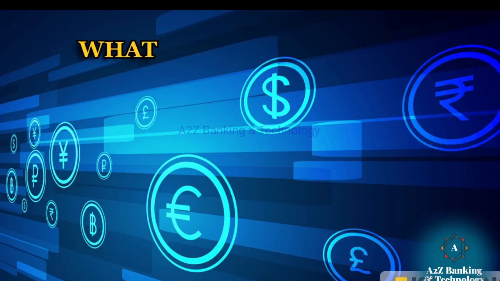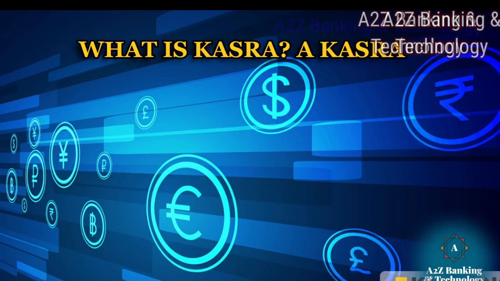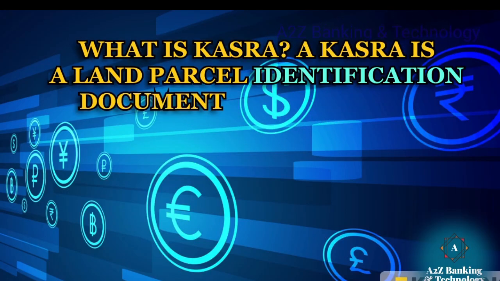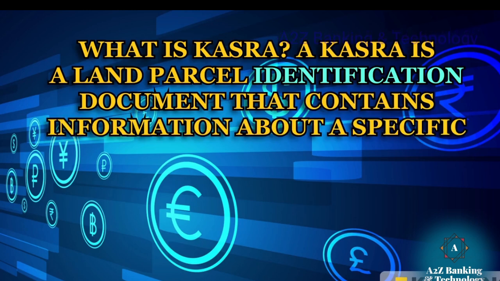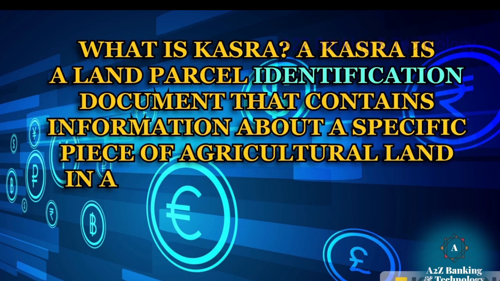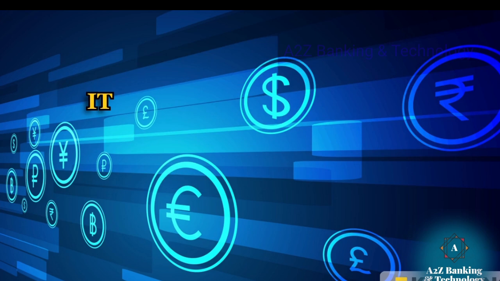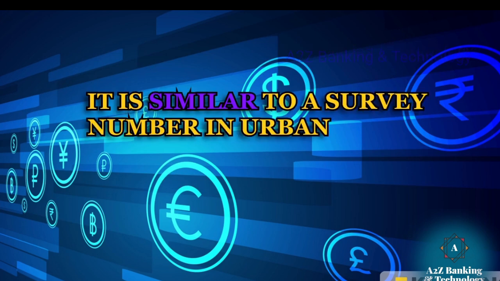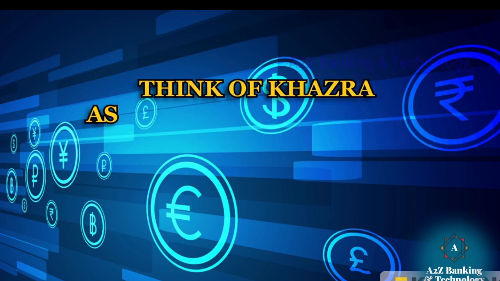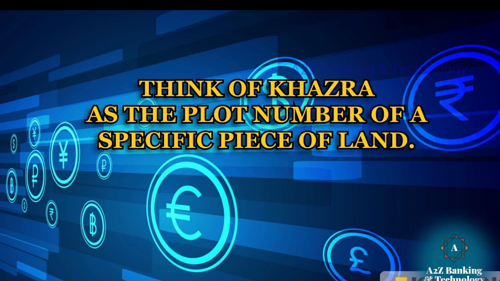1. What is Khasra? A Khasra is a land parcel identification document that contains information about a specific piece of agricultural land in a village or rural area. It is similar to a survey number in urban areas. Think of Khasra as the plot number of a specific piece of land.